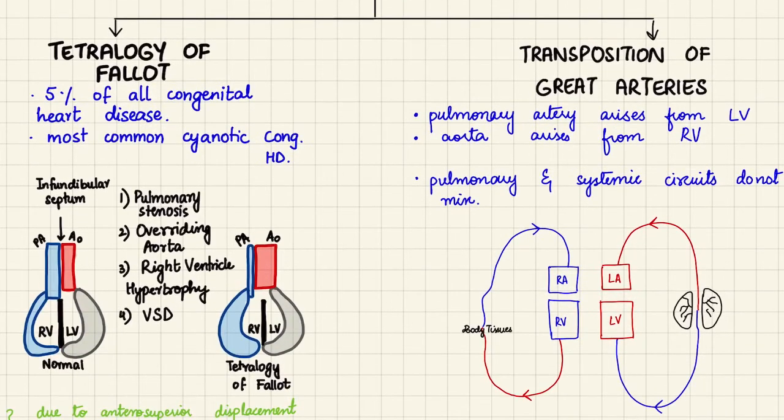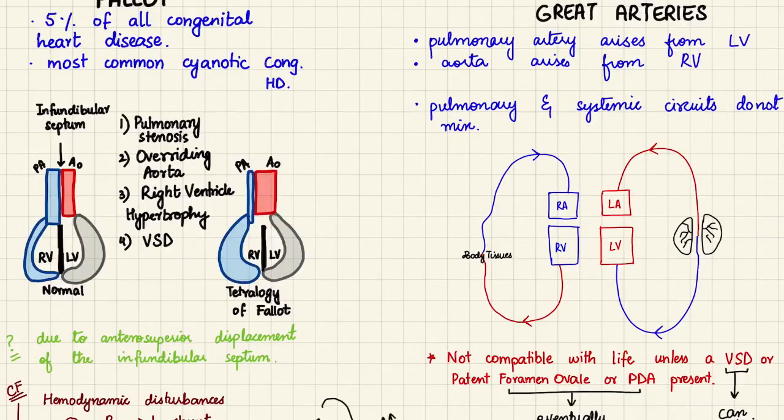Now this is 5% of all congenital heart diseases and the most common cyanotic congenital heart disease. So if you see cyanosis shortly after birth, the most common cause for that is this disease. Now why does this occur?